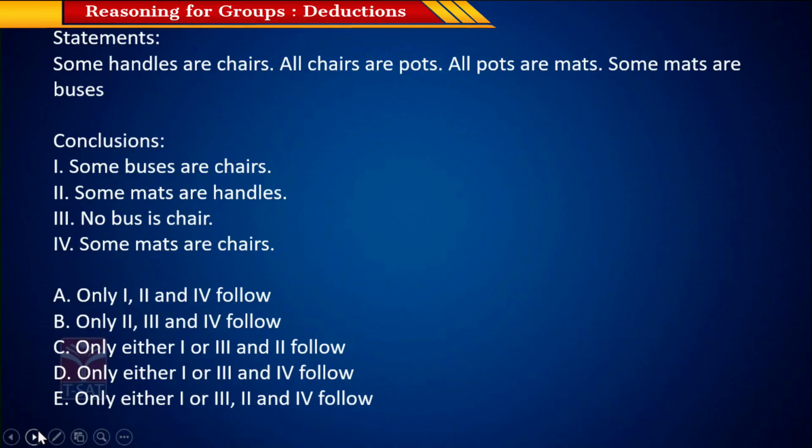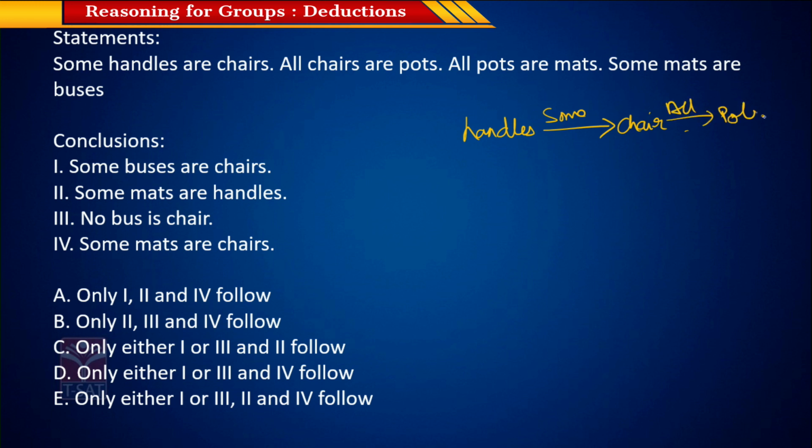Some handles are chairs, all chairs are pots, all pots are mats, some mats are buses. Okay, we have handles, some of which are chairs, and out of these chairs all of them are pots, and out of these pots all of them are mats, and out of these mats some are buses. Okay, so let's see which of these conclusions are logically correct.